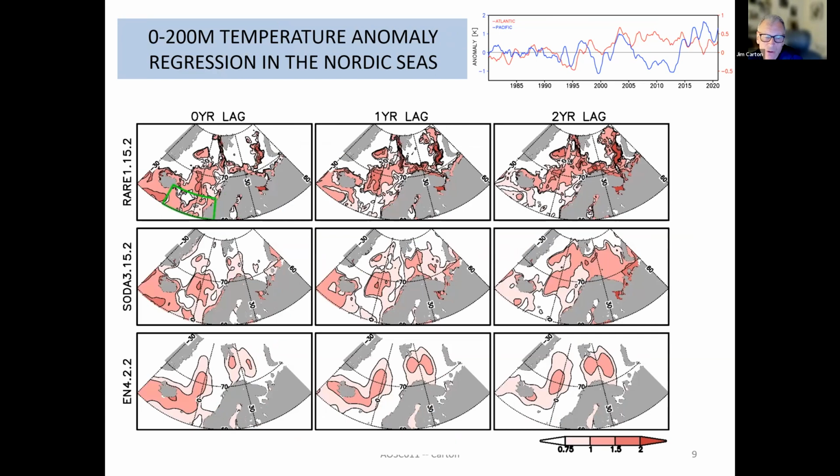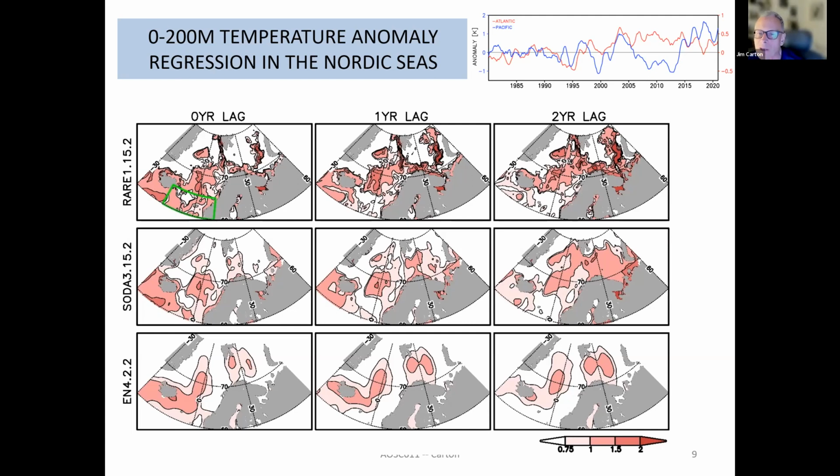I know there's another part of this organization that's interested in the influence of the subpolar gyres on the Arctic. So I thought I'd take a look at the regression relationship between temperatures inflowing into the Nordic seas here in this green box, that's Iceland right there, and the annually averaged temperatures throughout the Nordic seas and the Barents Sea. The left-hand panel shows the regression at 0-year lag, the middle panel 1-year lag, and the right-hand panel 2-year lag.